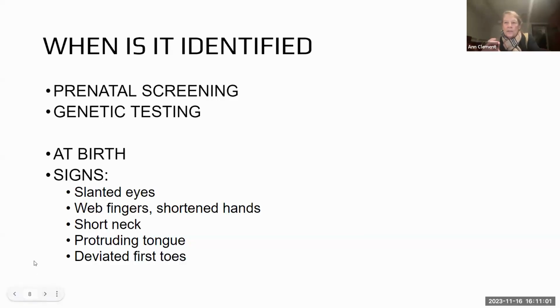So when is Down syndrome identified? Several ways. Many women choose to do prenatal screening, and when they take a genetic test, it will show from about the third month on if the embryo has Down syndrome. It's also very obvious at birth because when the child is born, they tend to have slanted eyes, webbed fingers with short little hands. They have a very short neck, usually a protruding tongue, and they have some deviated toes.